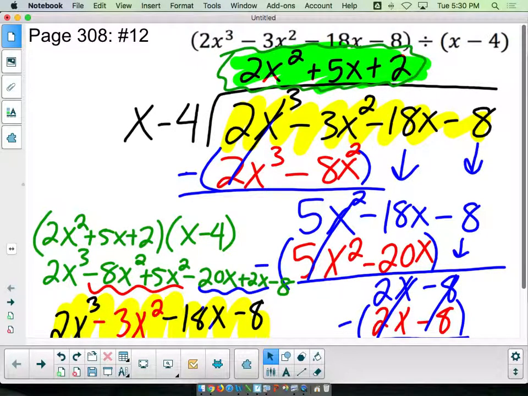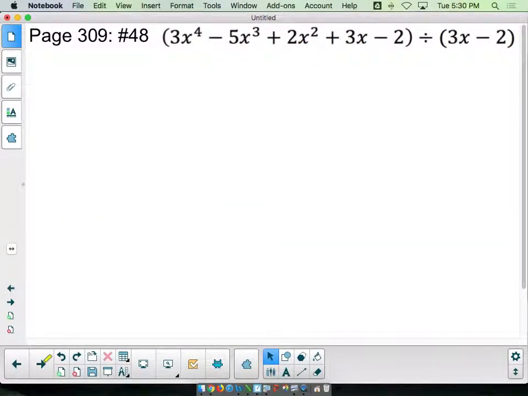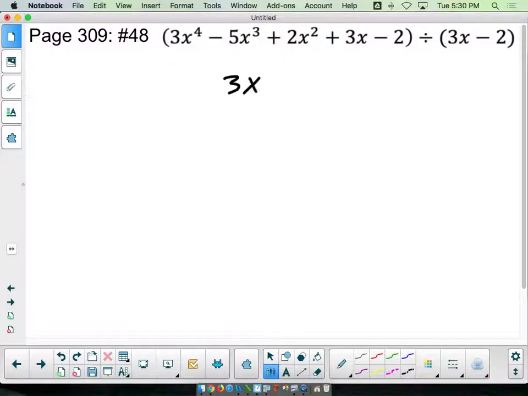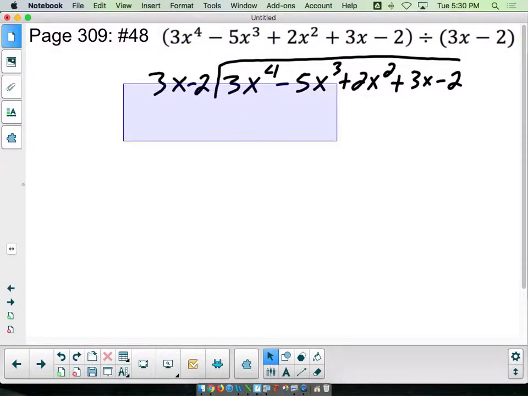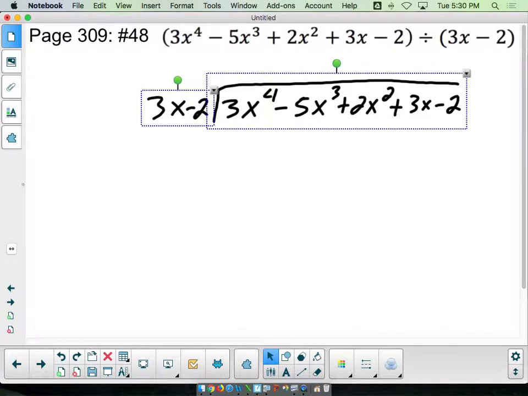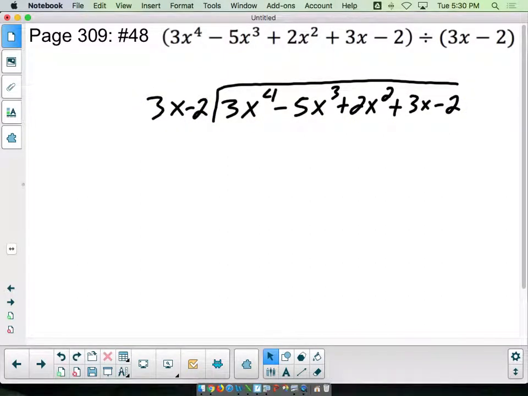All right, let's do another one real quick. This one's kind of a beast because it goes to 3x to the 4th. That doesn't change the process at all. It just makes the problem one step longer. Plus 2x squared plus 3x minus 2. And that is being divided by 3x minus 2. So if we take this now, again, I want to turn the leading term into that.